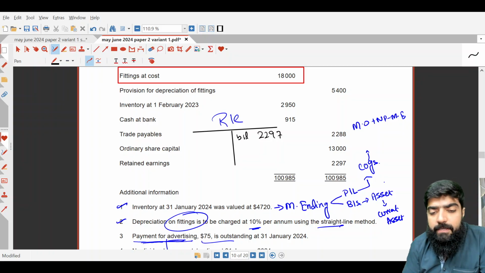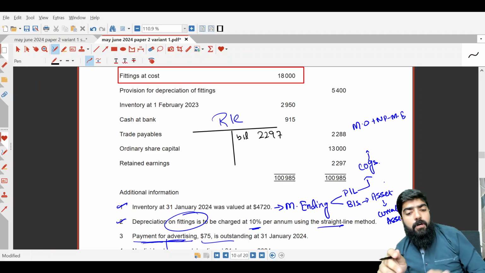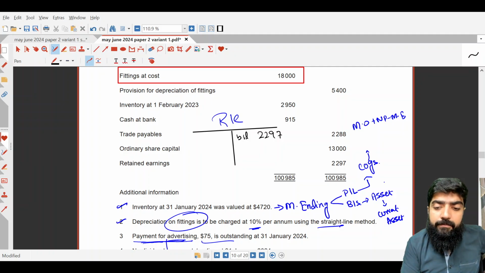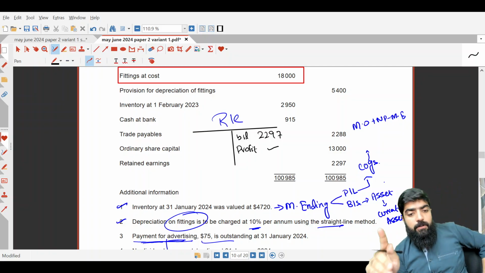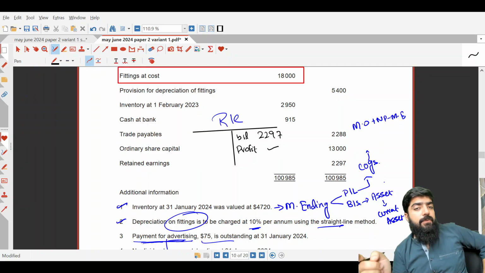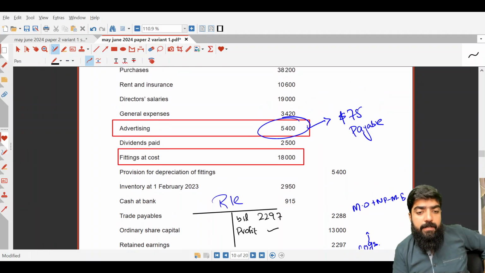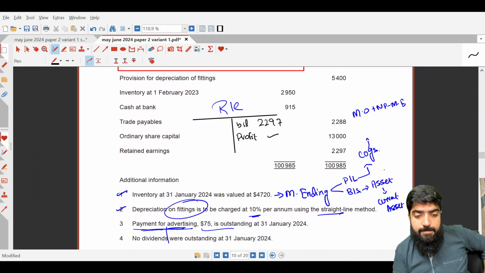Now, so far we will not be able to calculate the dividend because we haven't prepared the P&L. We haven't drafted the income statement, because in this retained earning we also include the profit for the year. So in order to calculate the dividend paid, first we need to calculate the profit for the year, because that profit will be transferred to the retained earning account. Are you getting the point? Yes, so let's do it then.